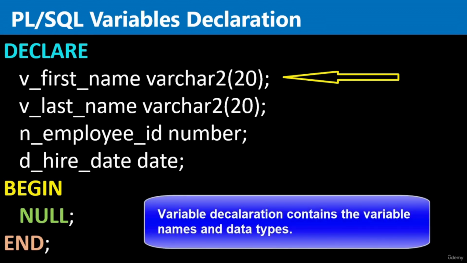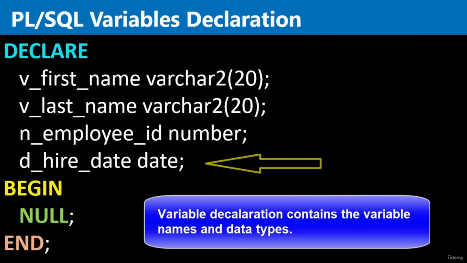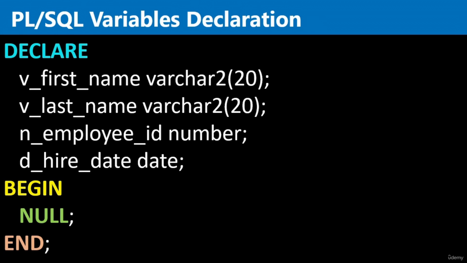So in these examples, I've declared 4 variables: v_first_name, v_last_name, n_employee_ID, and d_hire_date. In the date variable, we have DATE as the data type. In the employee variable, we have NUMBER as the data type. And in the last name variable, we have VARCHAR2 as the data type. So in this example, I have declared some variables inside the PL/SQL anonymous block.